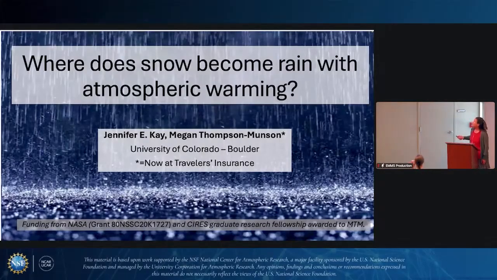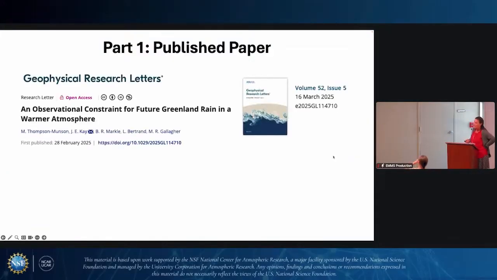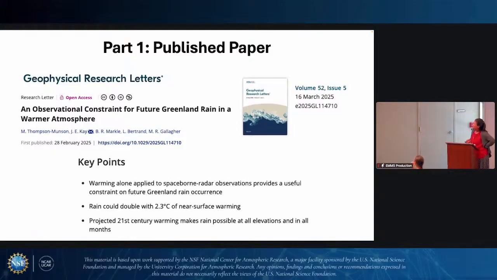So part 1 is this published paper. You can read it in GRL: an observational constraint for future Greenland rain in a warmer atmosphere. You have the key points, so I can lean on those to efficiently communicate what we found. The first one is basically a methods one: warming alone, applied to spaceborne radar observations, provides a useful constraint on future Greenland rain occurrence.